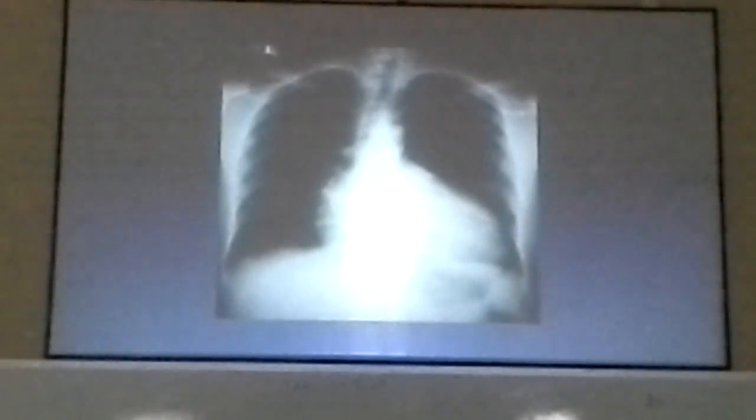Collapse. Anyone else? Pneumothorax. Go to the previous slide. You want to see the previous slide? Yes. No, this is not a dextrocardia. Left ventricle is on left side.